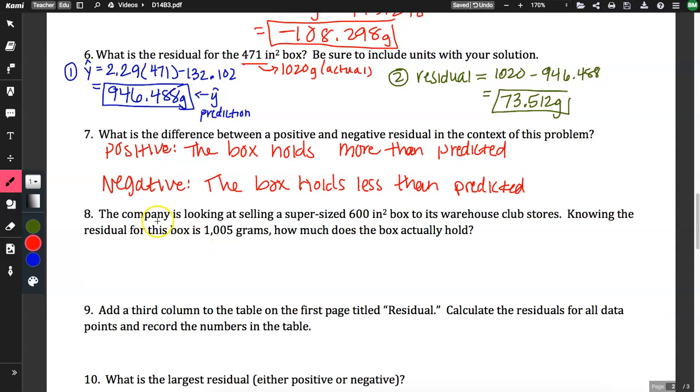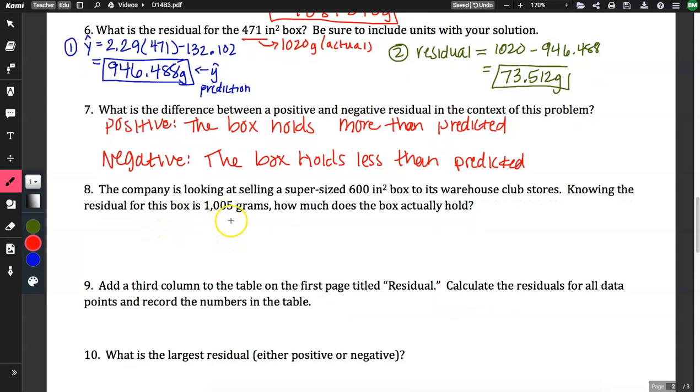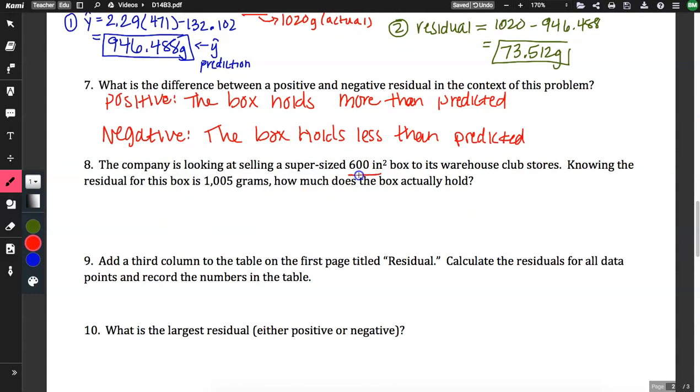All right, so number 8, the company is looking at selling a supersized box. So now we have a really big box here to its warehouse club stores. Knowing the residual for this box is 1,005 grams. This is the residual amount. How much does it actually hold? So let's write our equation. Residual equals actual minus predicted.